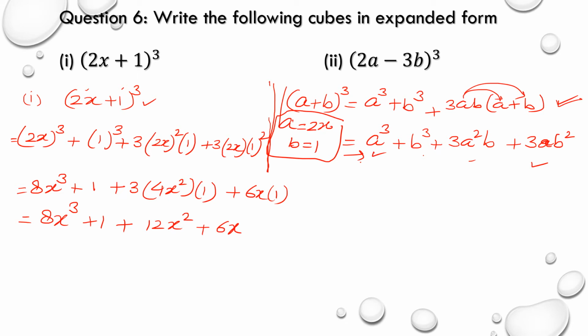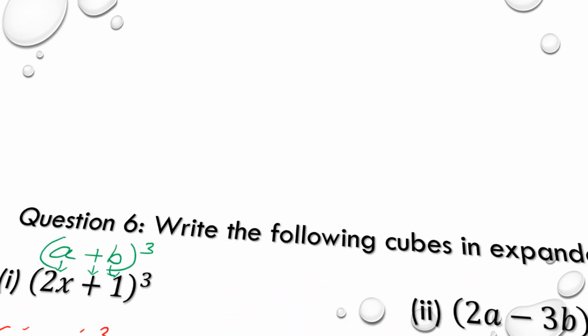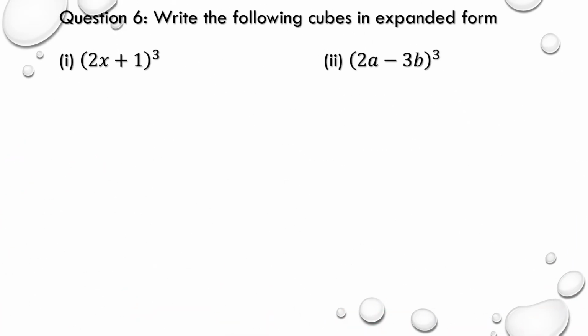Just remember, do the comparison and see what is the value of a. Like this is a plus b whole cube, right? So we can easily compare, in place of a we have 2x and in place of b we have 1, and the plus sign is the same, so we are using a plus b whole cube. Now let's do the second part. The second part is 2a minus 3b whole cube.